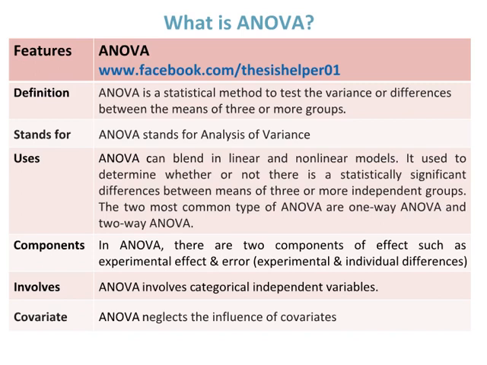It is used to determine whether or not there is a statistically significant difference between the means of 3 or more independent groups. The two most common types of Anova are one-way Anova and two-way Anova. In Anova, there are two components of effect, such as experimental effect and error, experimental and individual differences. Anova involves categorical independent variables. Anova neglects the influence of covariates.